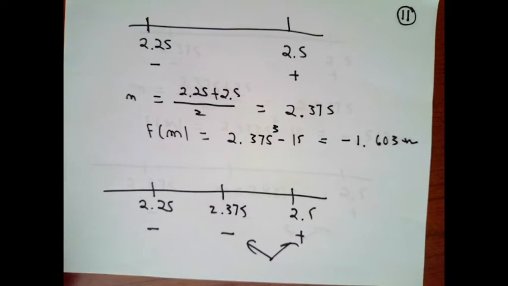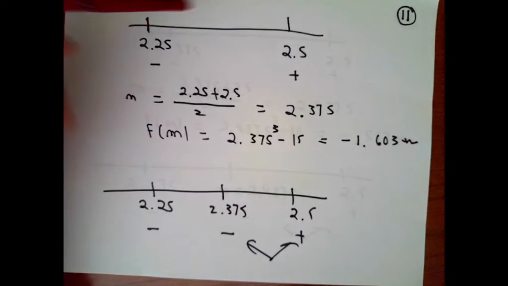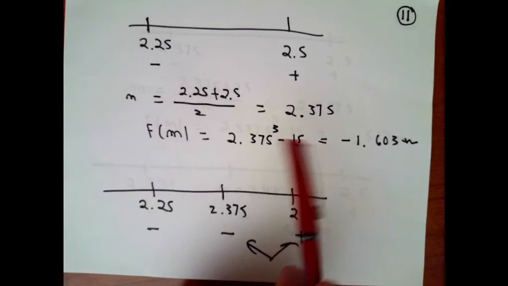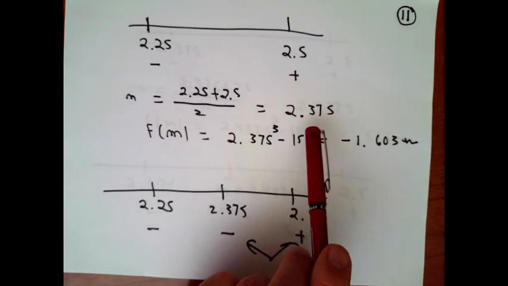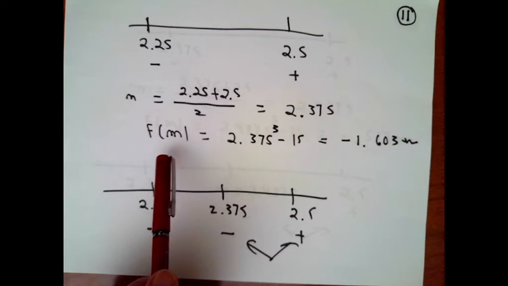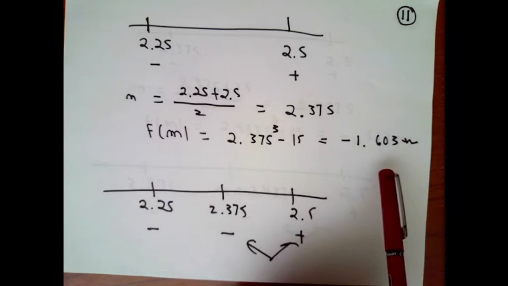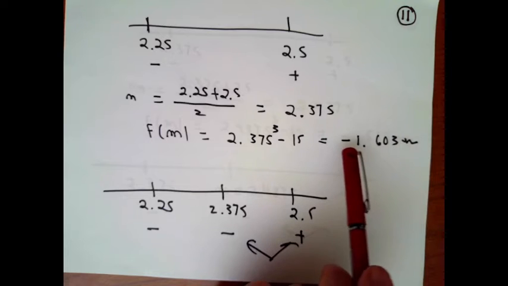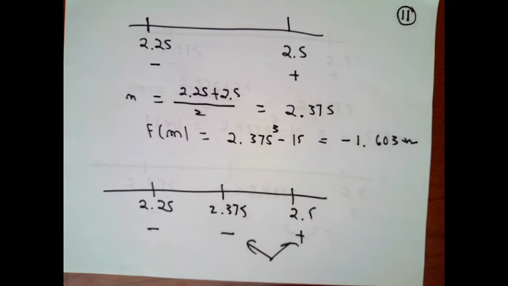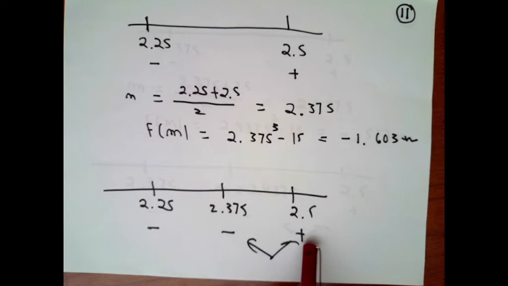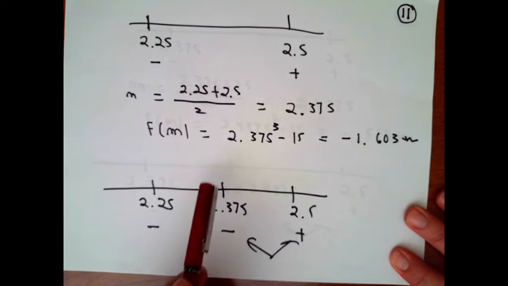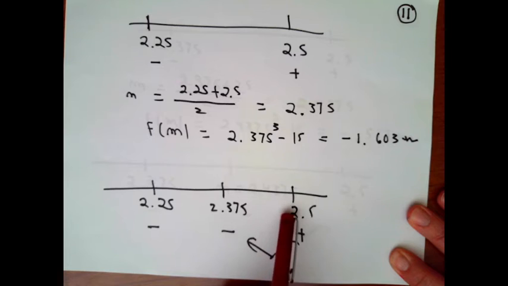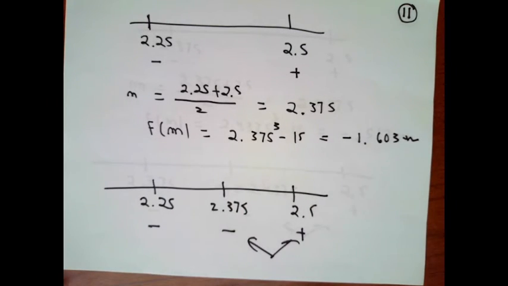Do it again. Average 2.25 and 2.5 to get 2.375. The function value there is negative. I didn't bother writing all the digits down. It's the negative that is important to me. Negative here, positive here, negative in the middle. There is a root of my function between 2.375 and 2.5.